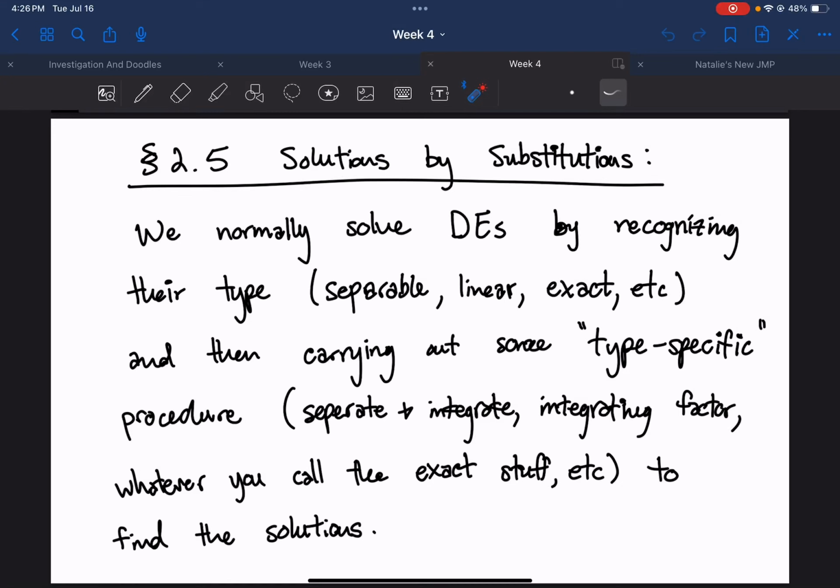Okay, round 2, section 2.5. For you, this is the first time you're seeing it. For me, this is the second time I'm talking about it. So let's get started. Solutions by substitutions.